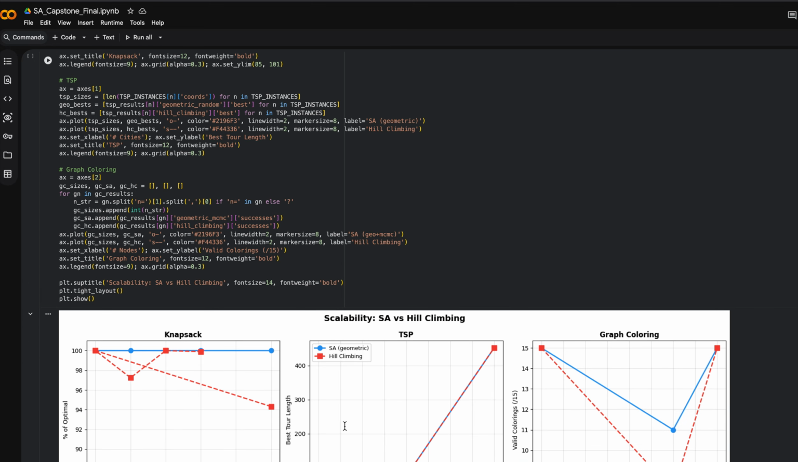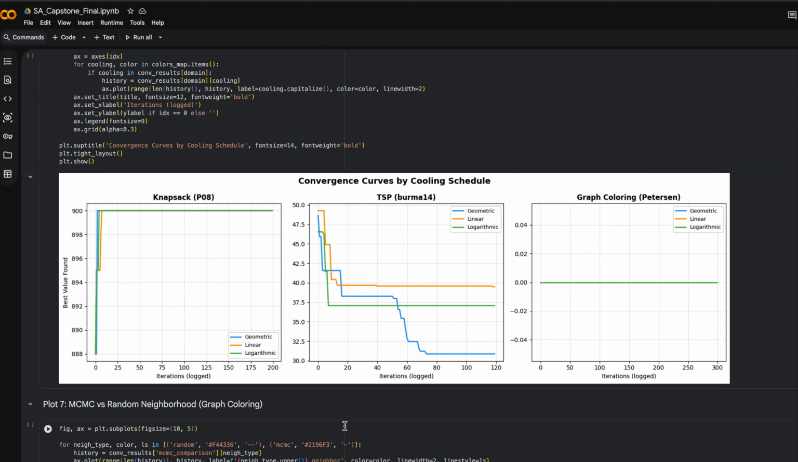So I'm also going to show you the convergence curves. So again, geometric blue line on TSP keeps dropping to 30. Linear and log plateau at 38 to 40 because temperature is still too high.